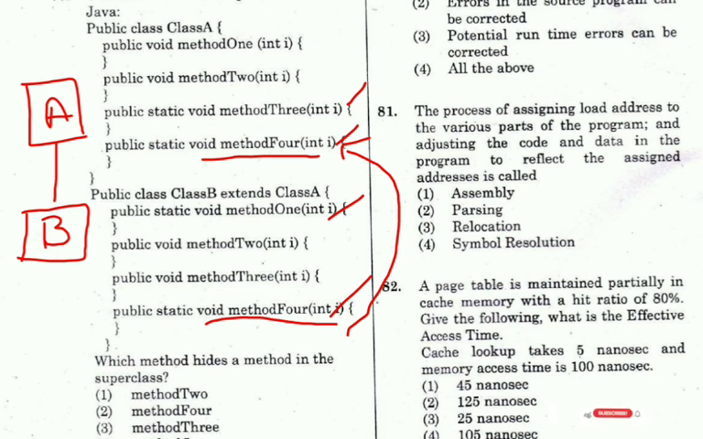Whereas in the case of overriding, what will happen? In overriding, the subclass has an instance method and the superclass has a non-static method. So that is method 1. The subclass has a static method and the superclass doesn't have any static method, that is a non-static method. So this is for overriding, and this is for hiding. Since they are asking which method hides a method in the superclass, we will go with method 4. So option 4 is the correct answer.